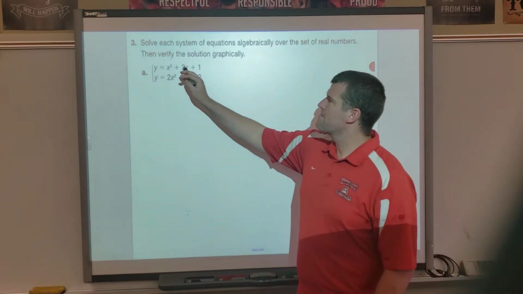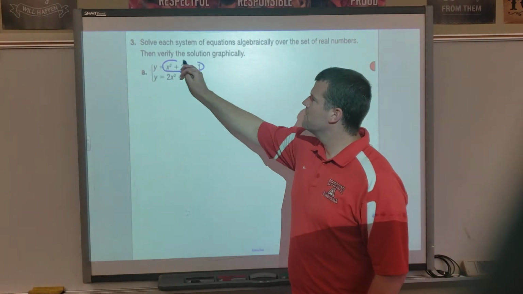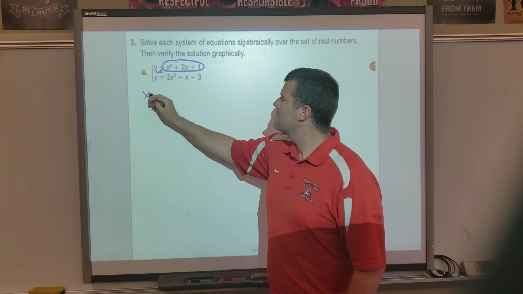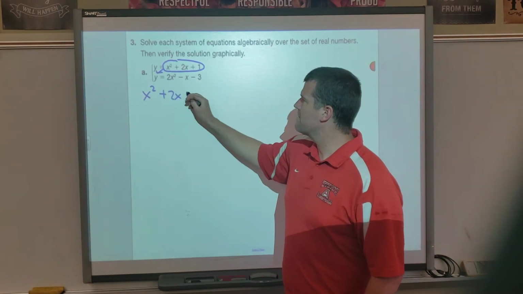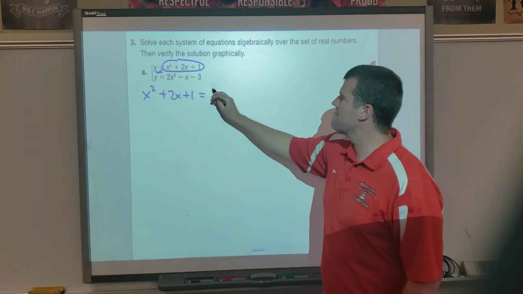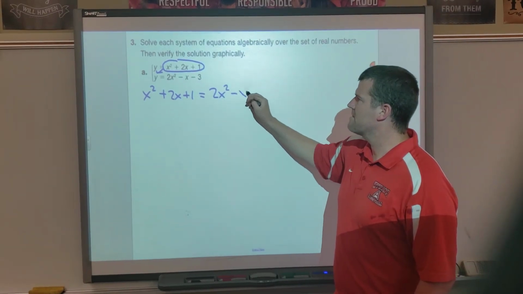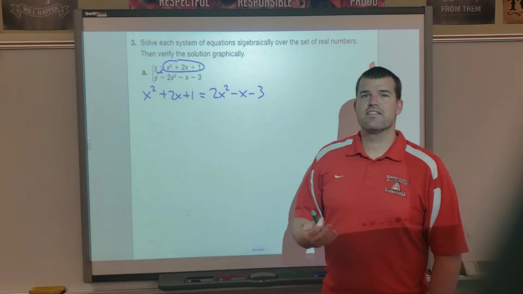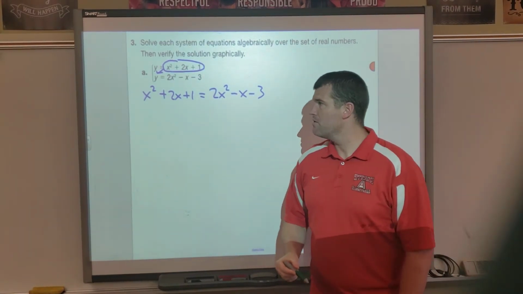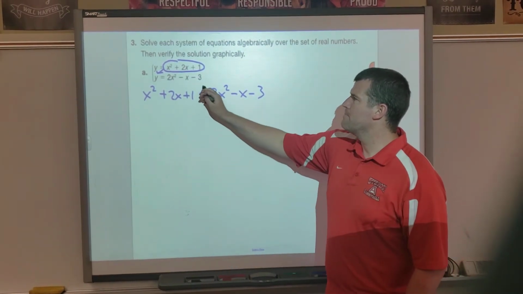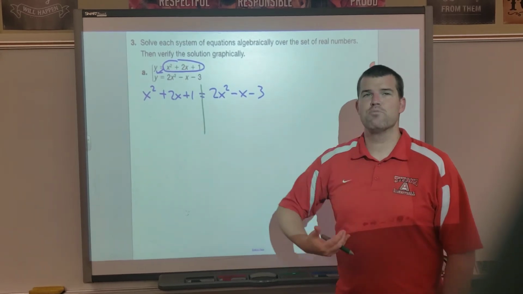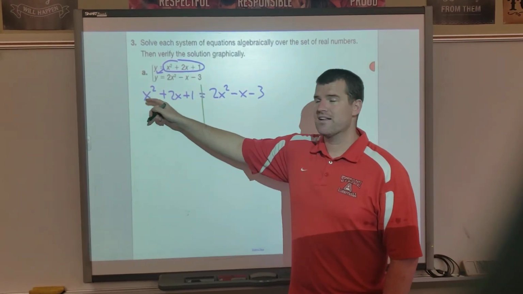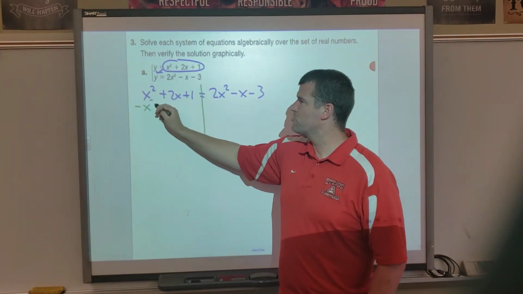But again, to solve our system, I'm going to take one equation and plug it in for y in the second equation. So x squared plus 2x plus 1 equals 2x squared minus x minus 3. Now I want the x squareds on the same side because I want one side equal to 0. But I also want my x squared to be positive. So I always move the smaller x squared. The smaller x squared is the 1x squared. So I'm going to move it by subtracting it.